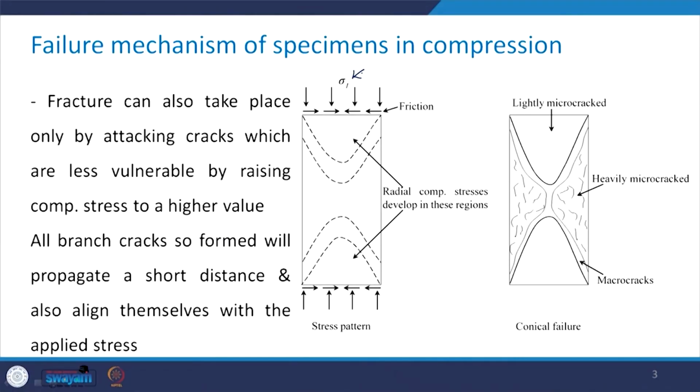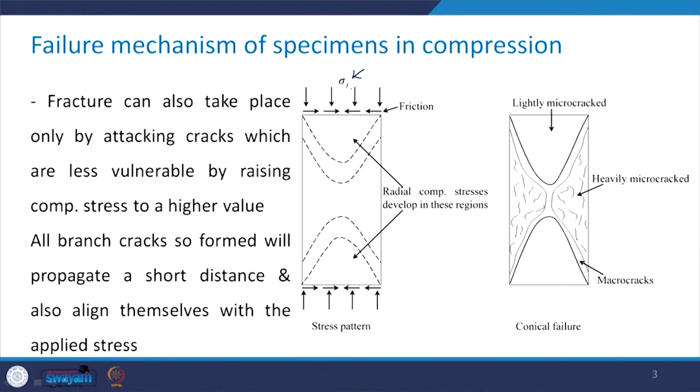But still we have not reached the failure. So we are still increasing this axial stress, which is say sigma prime here. Now, these fractures can also take place only by attacking the cracks which are less vulnerable when you increase the compressive stress to a higher value. Now, what happens when you increase this value of the applied stress?